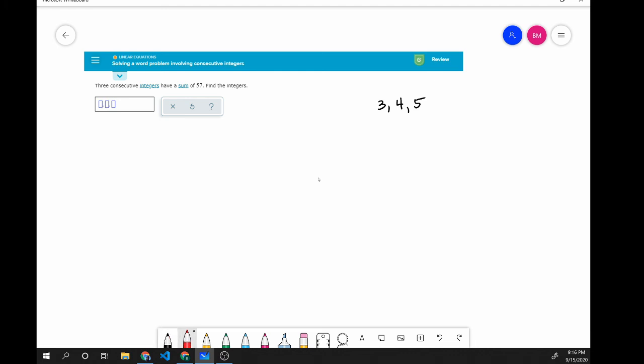So if I ask myself, how do I get from 3 to 4? Well, I'm going to add 1. All right. And how would I get from 3 to 5? I would add 2. So if I know the first integer, I know that first mystery number, I can just add 1 and add 2 to get the next ones. Now, it's true in this problem, I don't know my first one. So I'm going to call that first number x. Well, if that's x, the next number would have to be x plus 1. I'm adding 1 to get the next number.